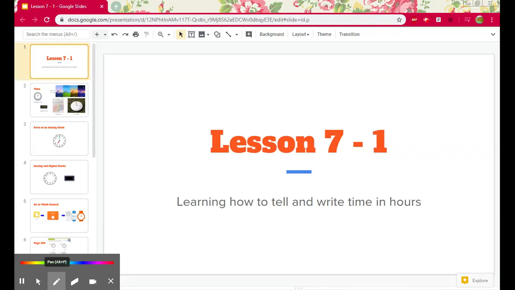Hello, mathematicians. Today we are working on lesson 7-1. We are learning how to tell and write time in hours.